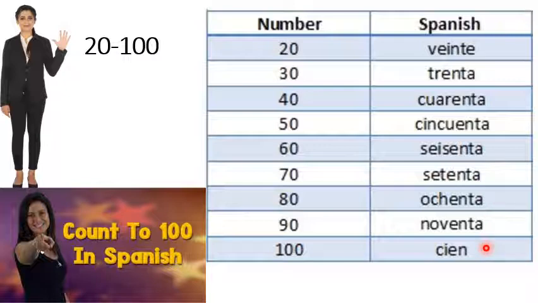Okay? So, you can practice any of these. Like maybe you just want to practice 60 to 70, right? 60 到 70, huh? 61, 62, 63, 64, 65, 66. What's next? 67, 68, 69, 70, right?